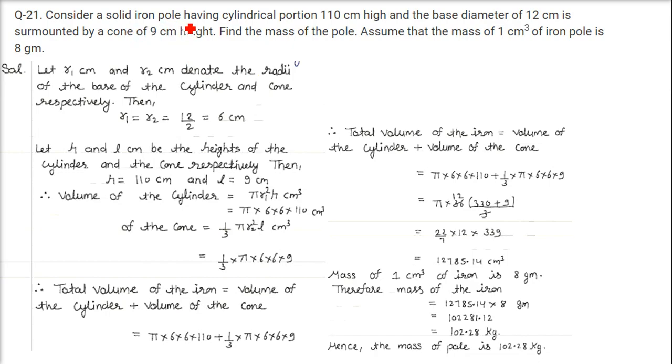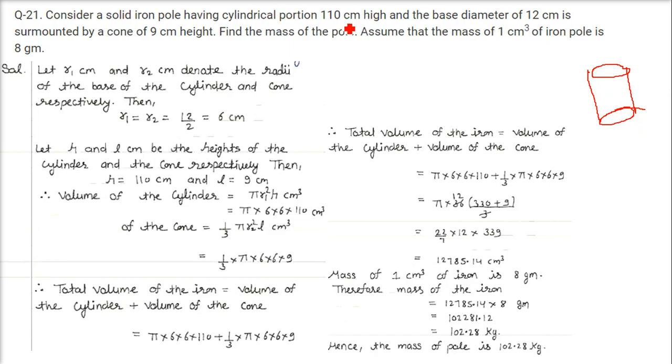Consider a solid iron pole having a cylindrical portion 110 centimeter high and base diameter 12 centimeter. This is surmounted by a cone of 9 centimeter height. Find the mass of the pole. Assume that the mass of 1 centimeter cube of iron is 8 gram. So you have to consider a solid iron pole having a cylinder portion.